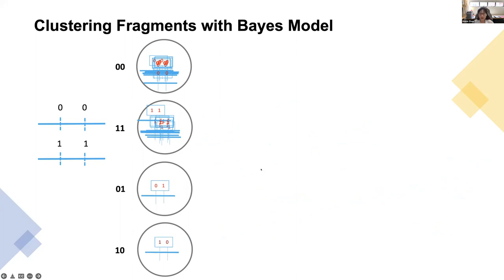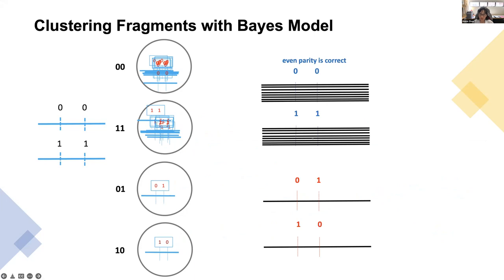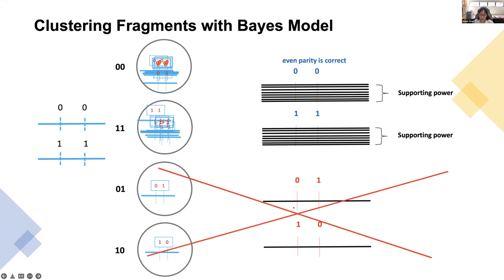So what does that tell us? Basically, we observe this pattern. We see a lot of long DNA fragments giving us supporting power that this even parity, this 0011 haplotype, is correct, but the other odd parity is actually wrong, because they are caused by sequencing errors from the reads, and that's the scenario we need to exclude. So here we involve a Bayes model to determine, given this observation, what the correct haplotype is.